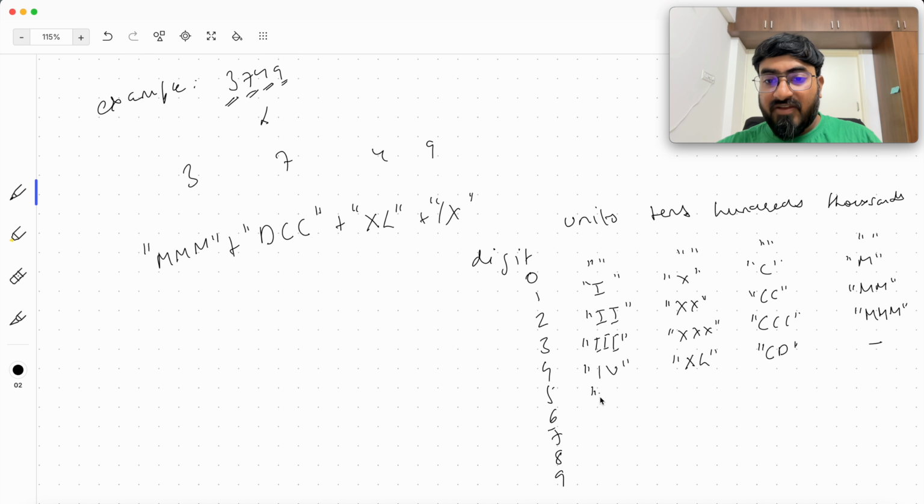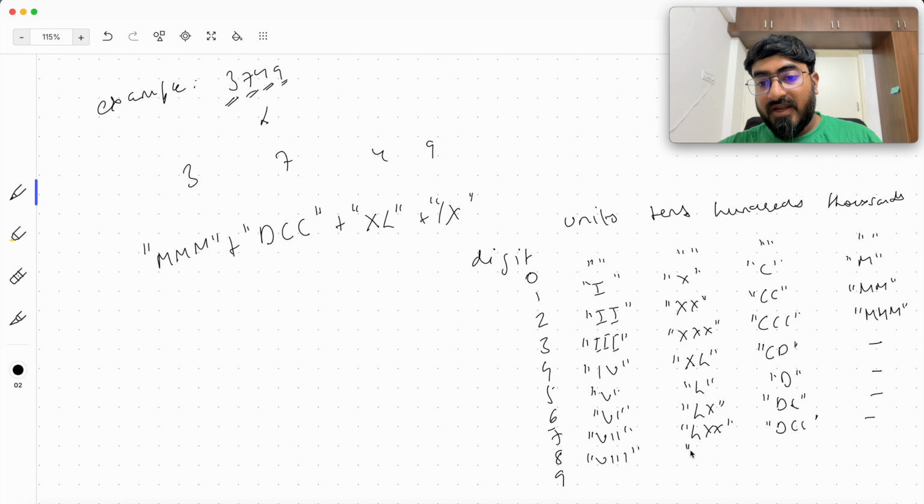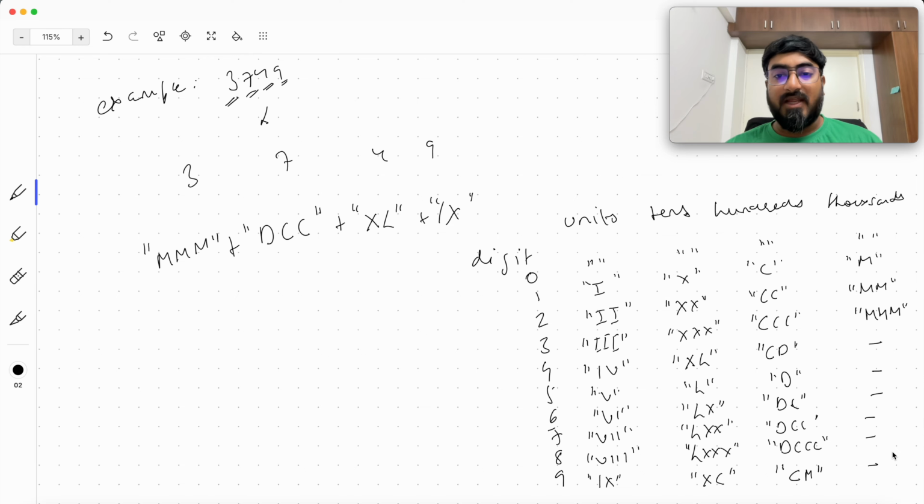3999. Okay, for 5 we have V, for 50 we have L, for 500 we have D, this is blank. For 6 we have VI, for 60 we have LX, for 600 we have DC. Okay, we will not have 6000. For 7 we have VII, for 70 we have LXX, for 700 we have DCC, this is blank. For 8 we have VIII, for 80 we have LXXX, for 800 we have DCCC. Okay, triple C. Then finally 9 we have IX, 90 is going to be XC, and 900 is going to be CM, and this is going to be blank.